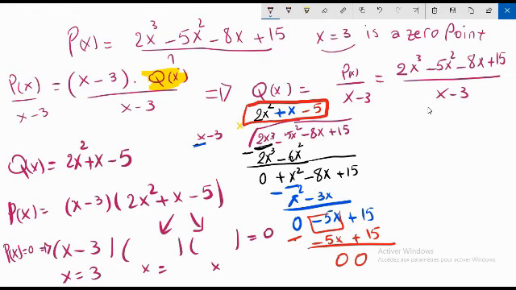That's it. So this was about how to divide a polynomial function by another, let's say, a smaller polynomial function. That's it for today. I hope it was clear, and if you practice more, you will be fine.